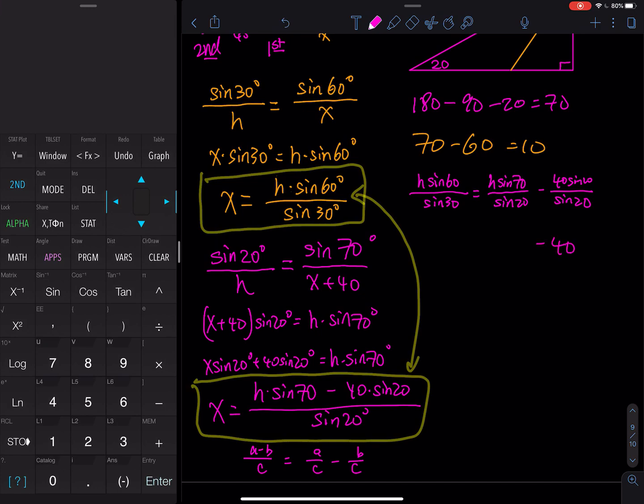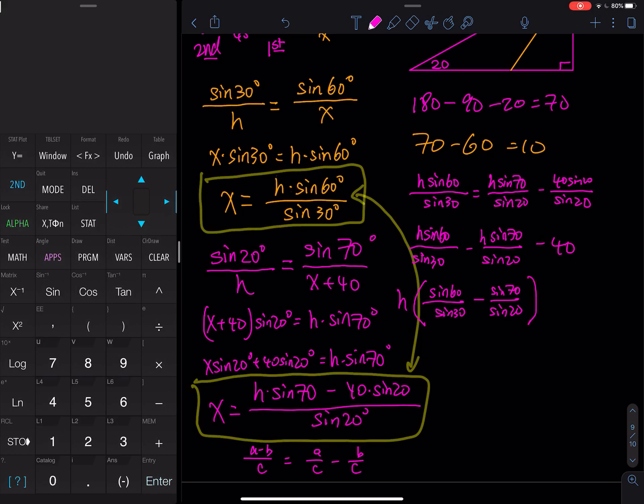And then the one with an h, let's toss that to the left. So we have h times sine of 60 divided by sine of 30 minus h sine 70 divided by sine of 20. And then we factor out the h. So we factor out the h. We have sine 60 divided by sine 30 minus sine 70 divided by sine 20. And then we have everything.